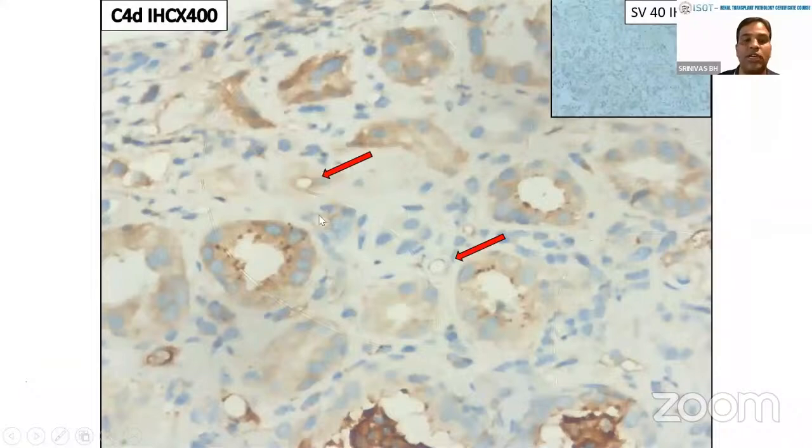So this is the C4d. It is negative; there is no staining in the PTCs. Even the viral markers, SV40 and CMV, are also negative. So we ruled out rejection as well as virus. So what could it be?